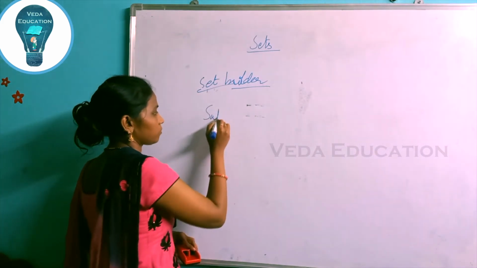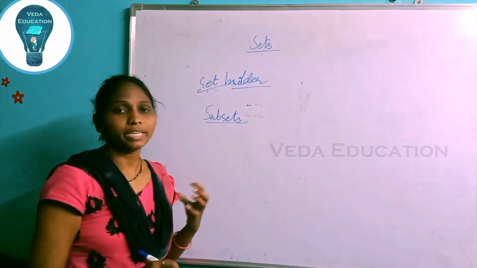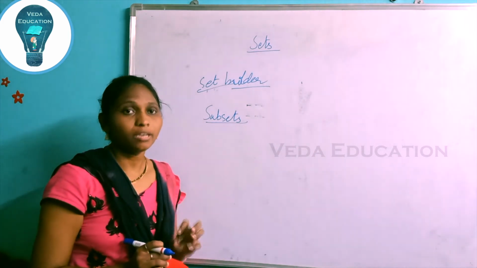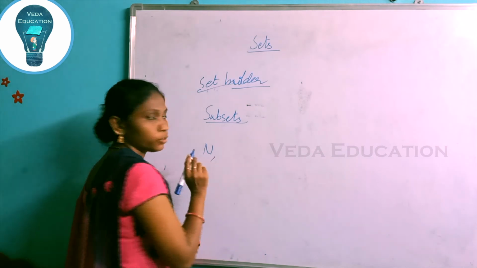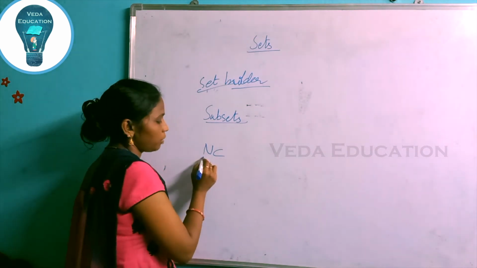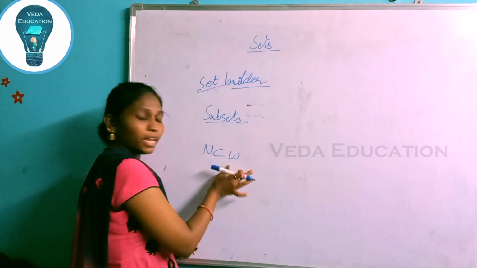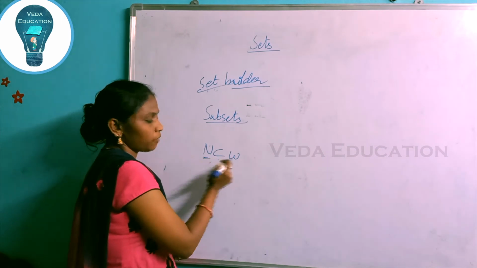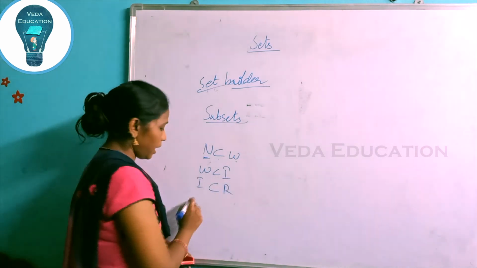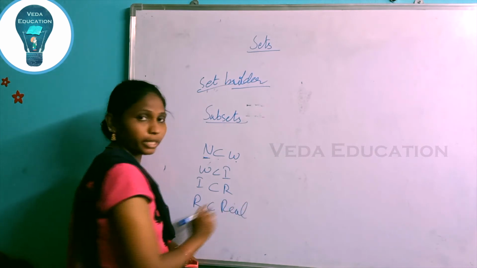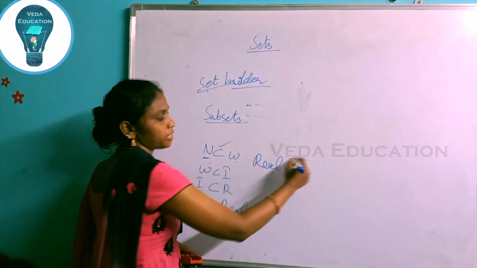Next is subsets. What is meant by subset? When all elements of one set are involved in another set, that set we call a subset. For example, natural numbers are a subset of whole numbers. To denote subset we will use this symbol, and all natural numbers are involved in whole numbers. So natural numbers are a subset of whole numbers. Whole numbers are not a subset of natural numbers. Why? Because in whole numbers 0 is included. Next, whole numbers are a subset of integers, integers are a subset of rational numbers, and rational numbers are a subset of real numbers. Got it? And real numbers are not a subset of rational numbers. Okay? This is the subset symbol and this is the not subset symbol. Got it?